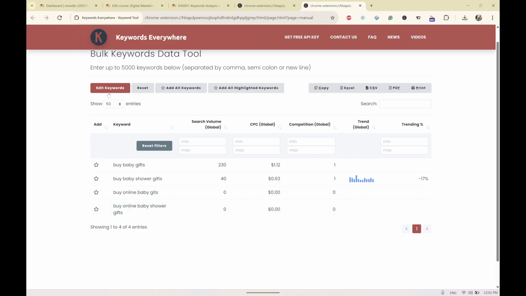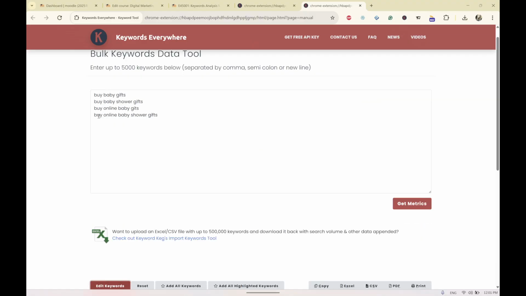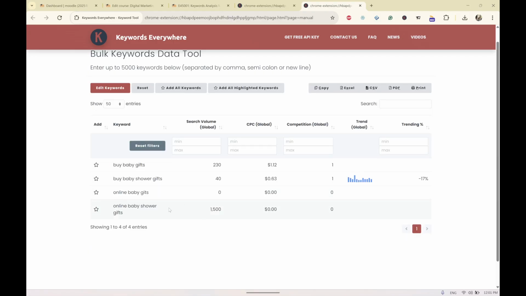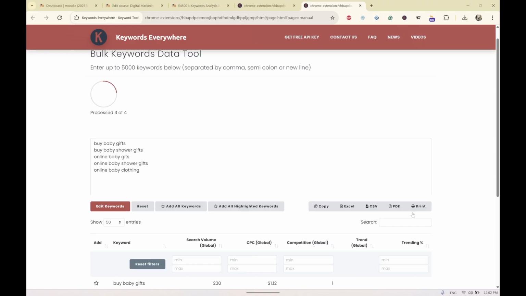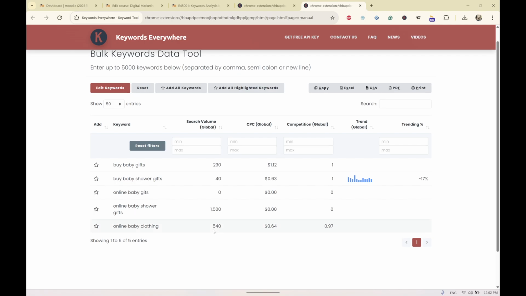How about I edit that again and put instead online and see. Okay, a little change here. Online baby shower gifts, and that might not be a very bad keyword. I haven't noticed, what if we put online baby clothing, just to make sure that people are actually having that demand online.